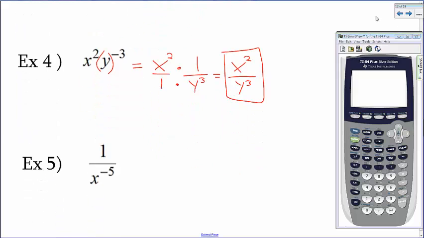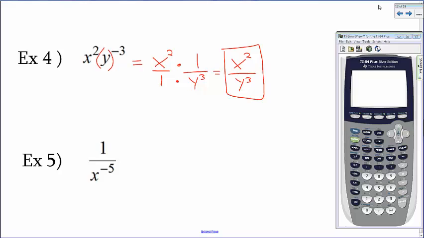In example 5, I have a negative exponent in the denominator. Remember that this simply means you move the base from the denominator to the numerator and raise it to the positive power of the exponent reflected. In this case, you simply get x to the fifth in the numerator, or simply x to the fifth.